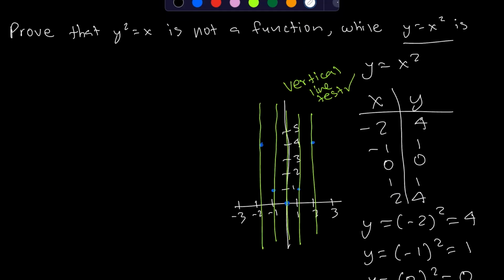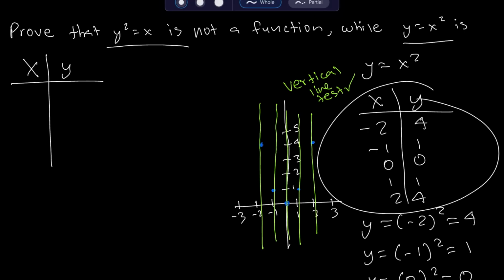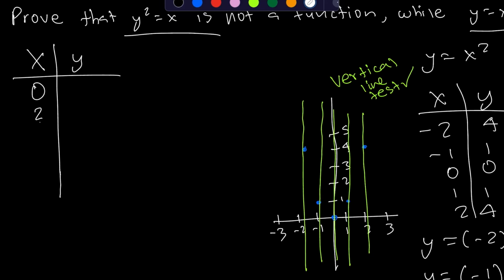All right, so now let's do the same. Let's take a look at this somewhat similar-looking function, y squared equals x. For this, I'm just going to do a table as well, x and y. And I'm going to show you why for this function in particular, it's not going to look as similar in terms of the table. 0 and 4.